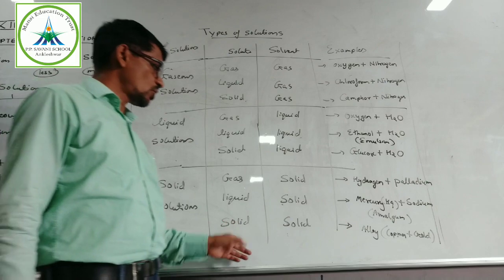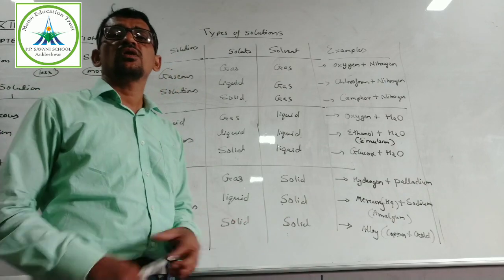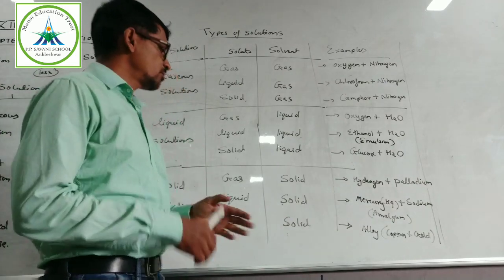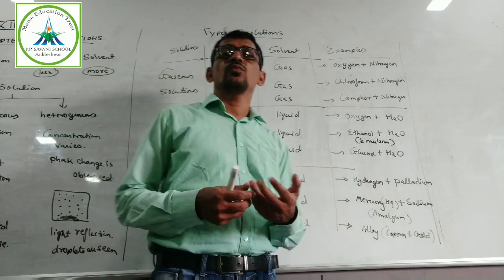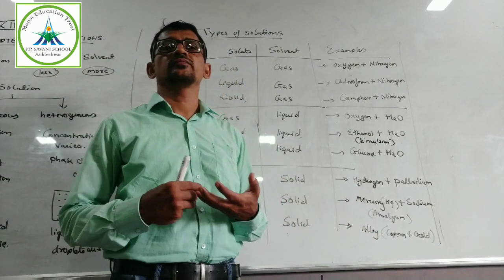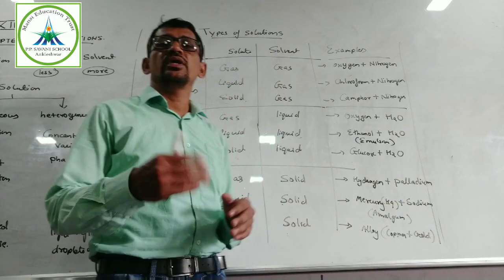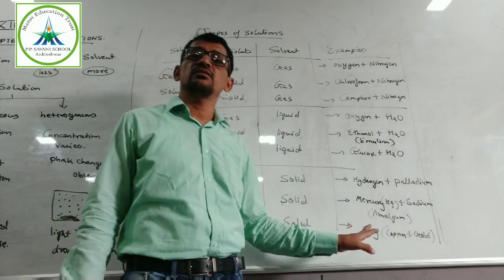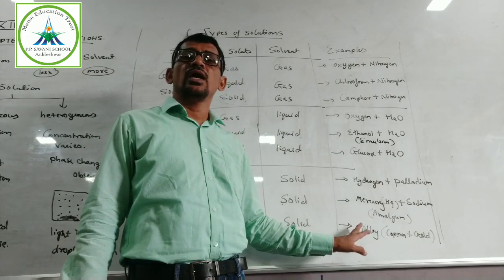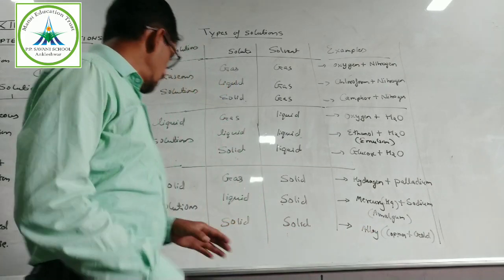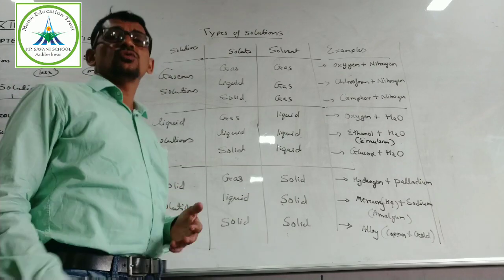The last example is solid in solid. In solid and solid, the example is alloy. So you mix different metals, for example, copper and gold and silver. Okay, stainless steel. So these are all alloys. These are the examples of solid solution.